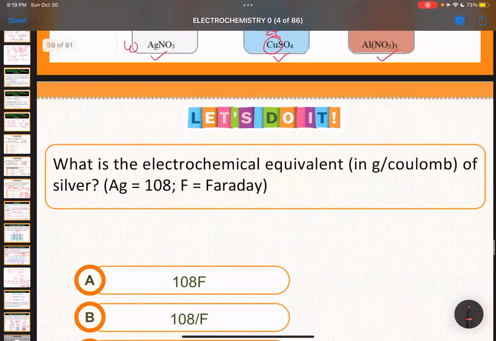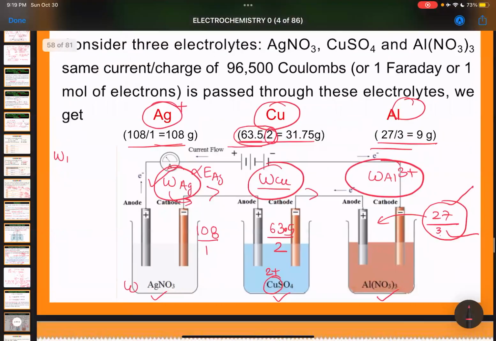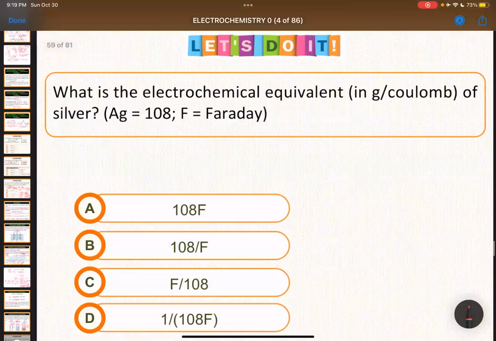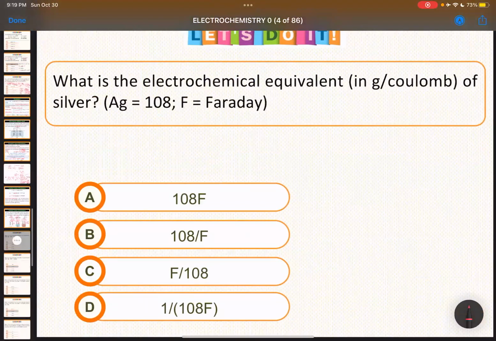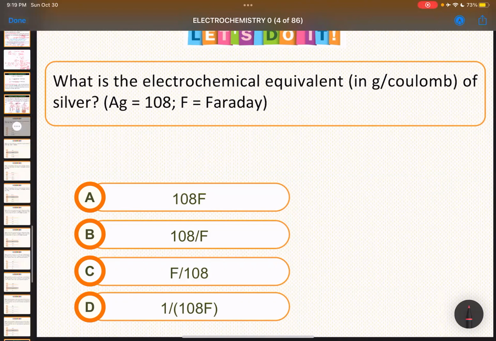So I hope this is clear. Any doubts in this? So we can practice some questions. Let's do this question. We did this question last time. I think we have not done this. So let's do it quickly.